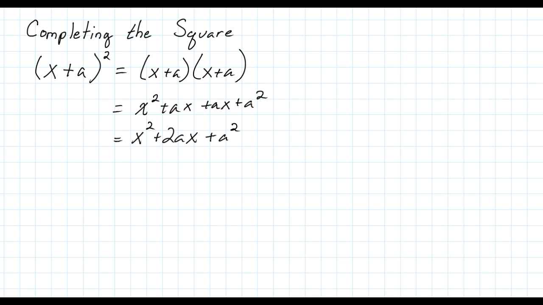And a is just a constant. So the term in front of the x here is twice the constant term we started with. And then the constant term, once we expand, is the square of that. We're going to use that fact.